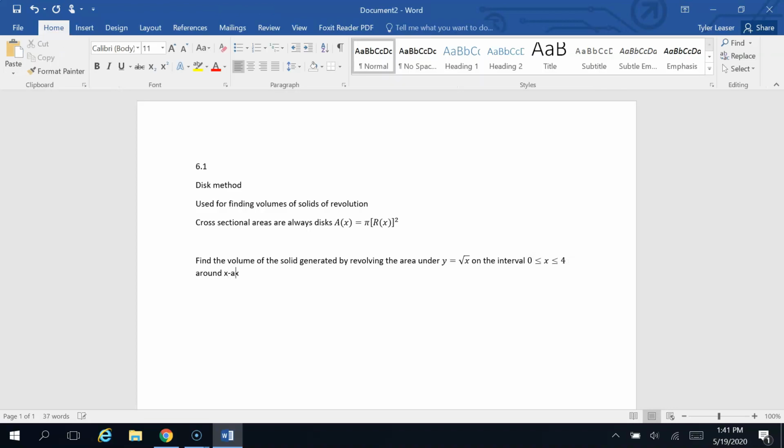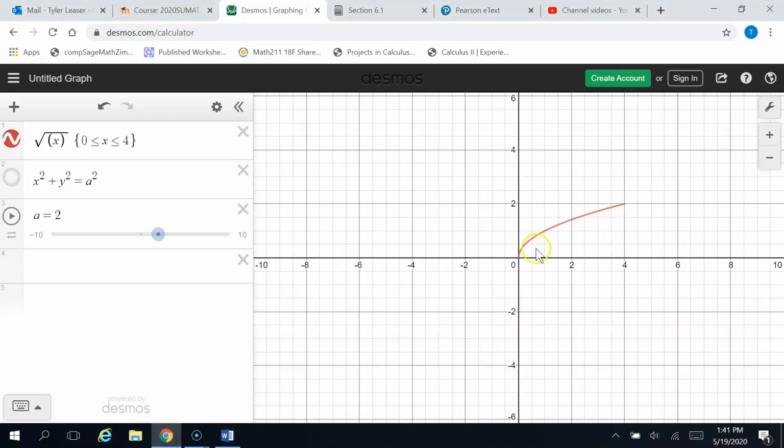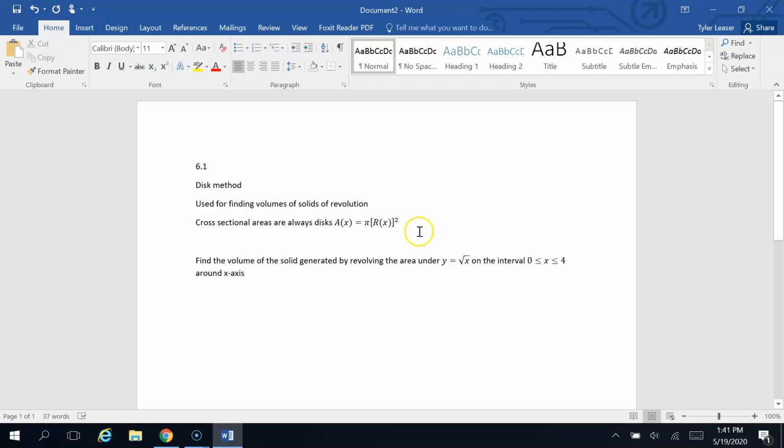Around the x-axis. Okay, so find the volume of the solid generated by revolving the area under the square root of x graph on the interval 0 to 4 around the x-axis. So again, going back to Desmos, that's this area that we're revolving around. All you have to do is use this as your cross-sectional area.